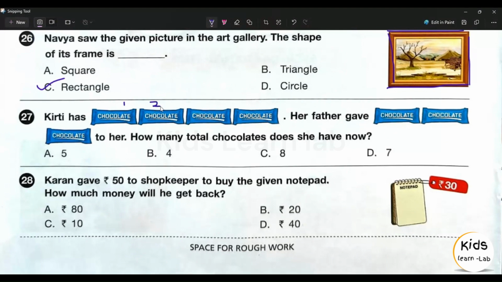1, 2, 3, 4. Her father gave 1, 2, 3. 4 plus 3 is equal to 7. So option D, 7 is the right answer.